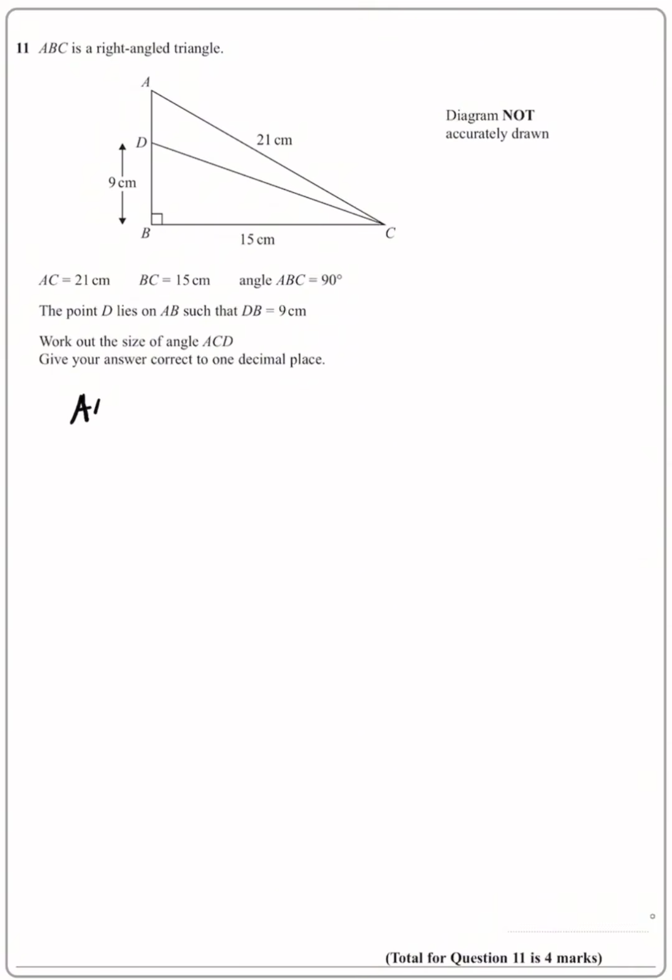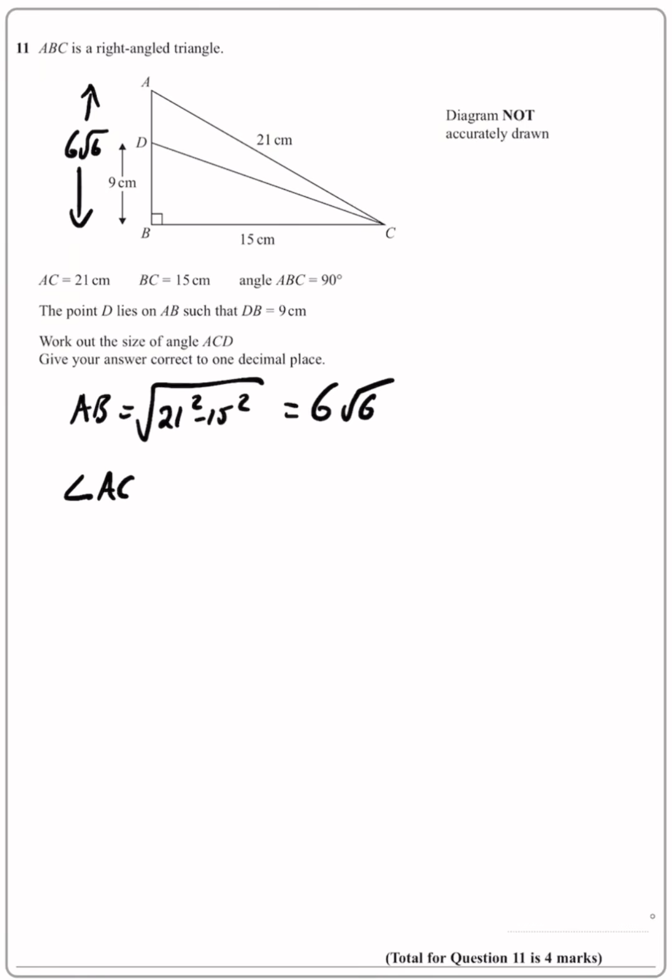Question number 11, we can do a bit of Pythagoras to find the length AB. We've got BC and we've got AC, so the square root of AC squared minus BC squared, or 21 squared minus 15 squared, comes out as 6 lots of the square root of 6. I prefer to use exact answers if I can.